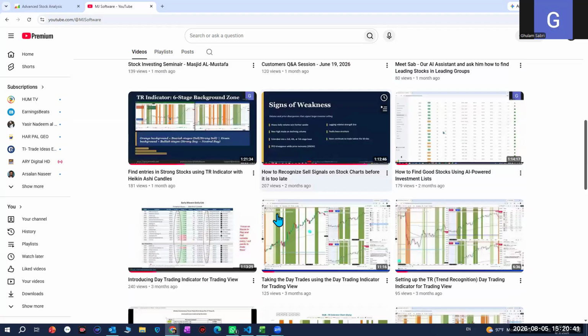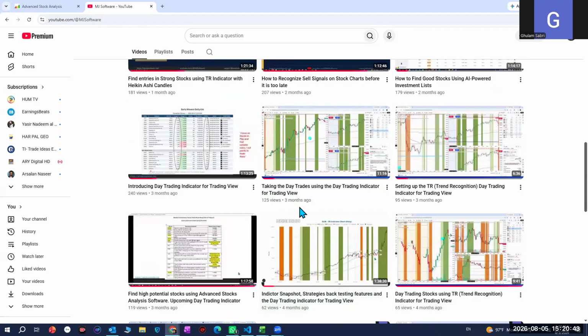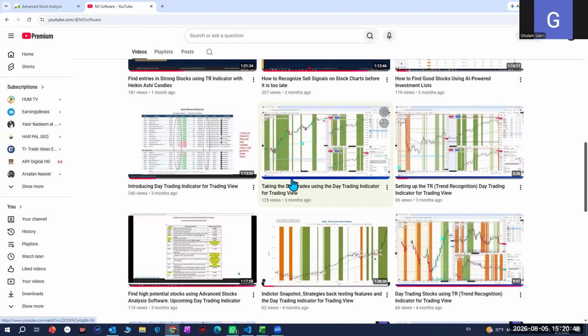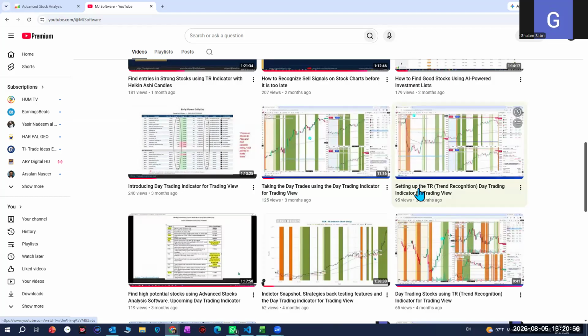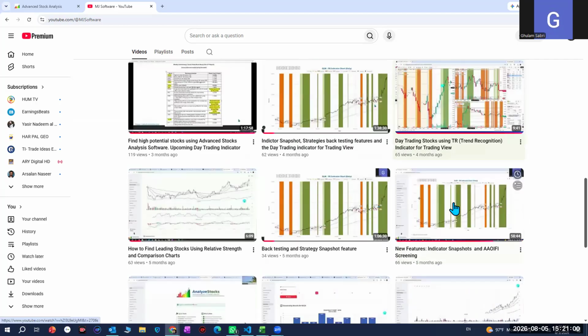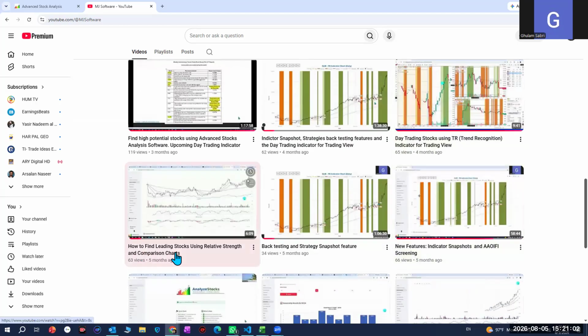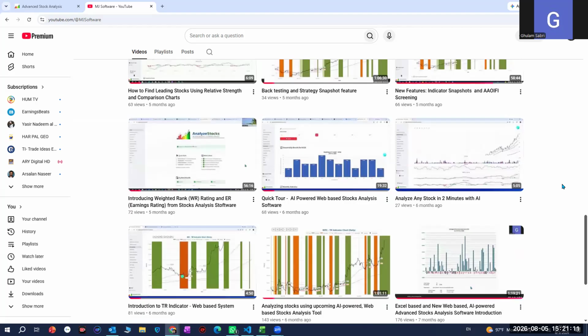Then we have some short videos, like taking the day trade using the day trading indicator for TradingView. I hope you can see my hand cursor. Another short video on setting up the TR indicator for TradingView. Another short video on how to find leading stocks using relative strength and comparison charts. There are quite a few videos, maybe 30 plus, available here. Go and take a look.